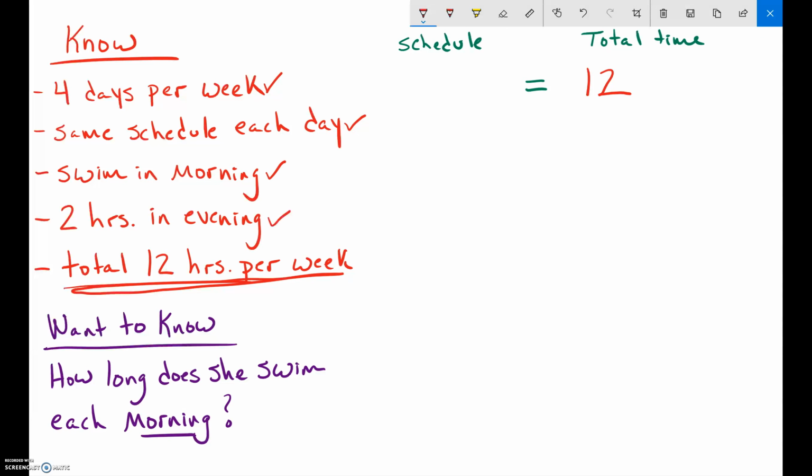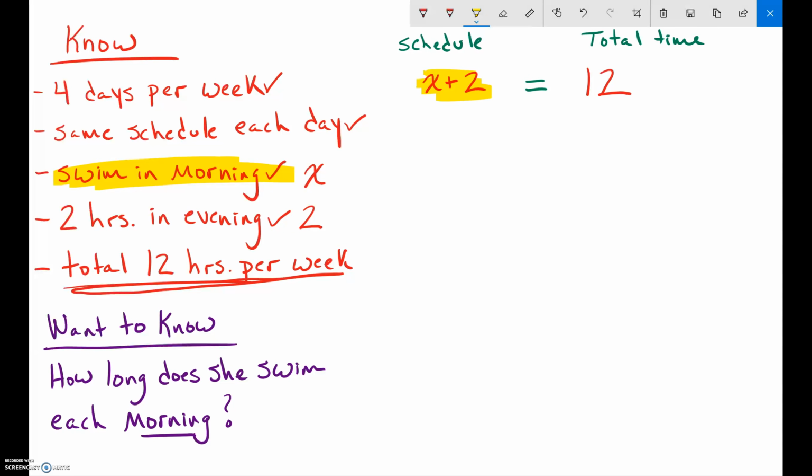So how would we represent this, the morning amount? It's unknown right now. So let's say she swims X hours in the morning. How many hours does she swim in the evening? We do know that too. So if she's doing the same thing every day, she's swimming in the morning and then in the evening, well, her morning time is X, plus the amount of time she swims in the evening is 2 hours. So this expression represents 1 day of swimming.